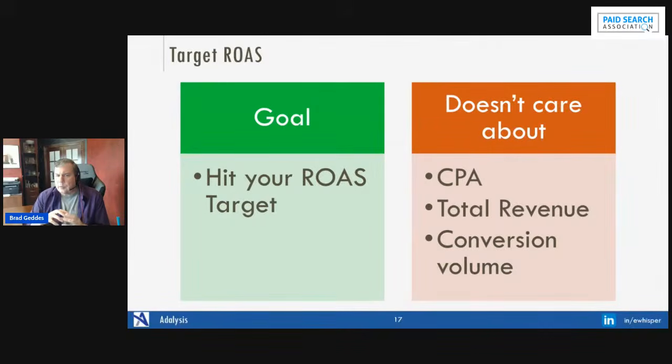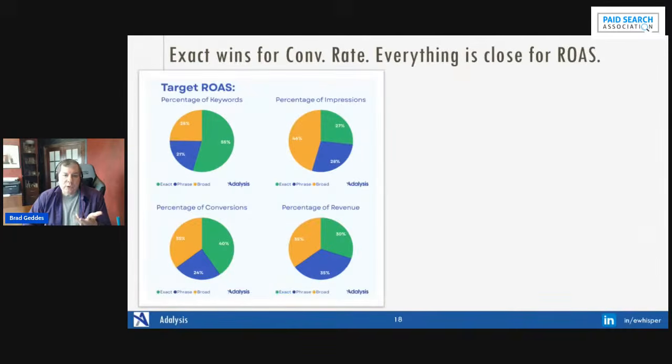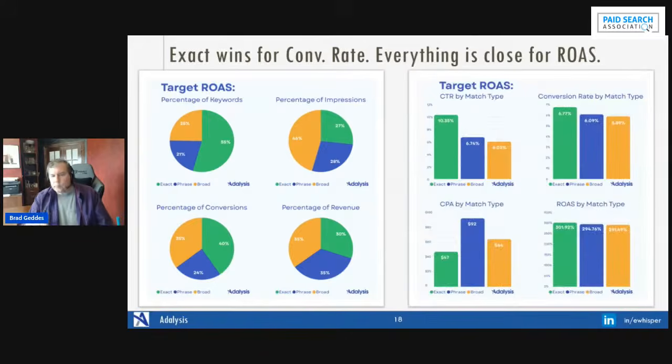Okay, so usually then we have target ROAS, so we go up from max conversion value. Again, target return on ad spend is used by mid-sized and larger advertisers. So in this case, the goal is my ROAS target. I want it 300%, 400%, whatever return, hit that. I don't care about total revenue now, right? I don't care about conversion volume. My goal is a ROAS target. So this is again where the most used keyword by far is exact match, right? Again, broad has fewer keywords, but more impressions.